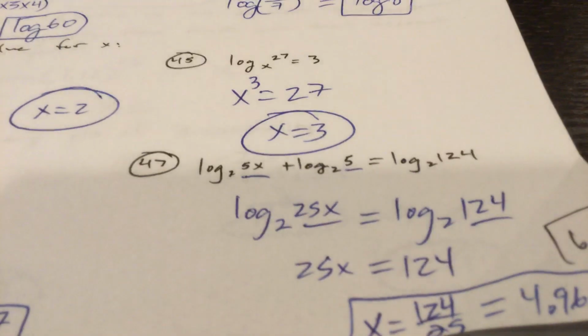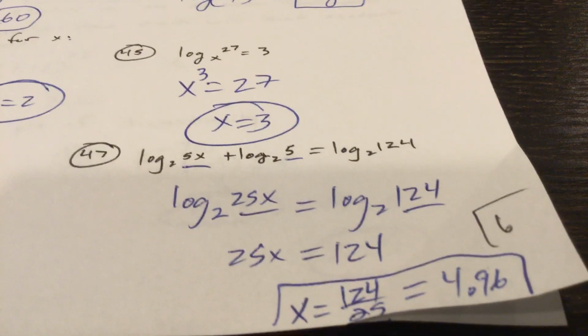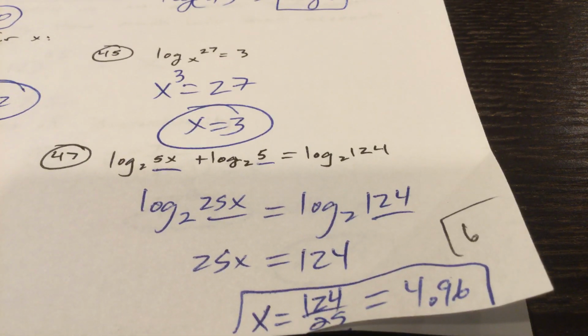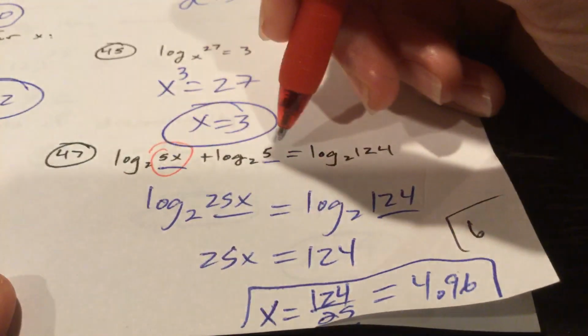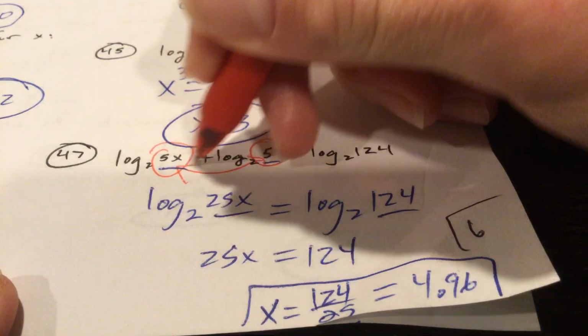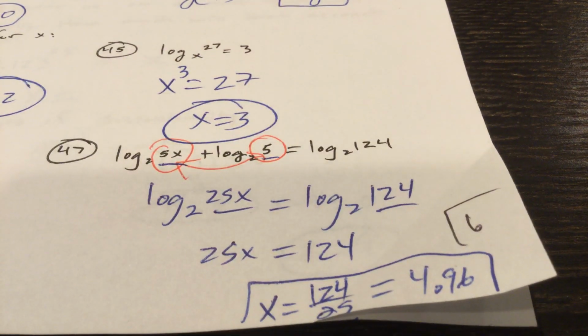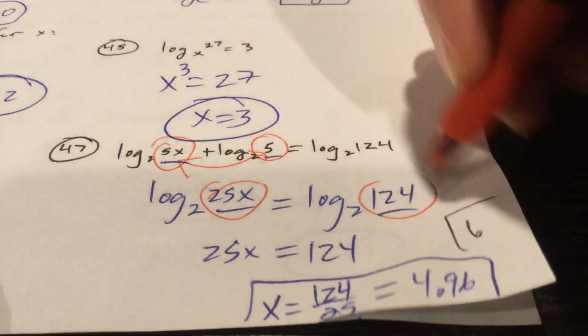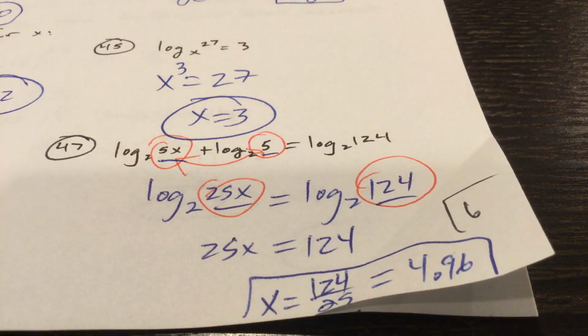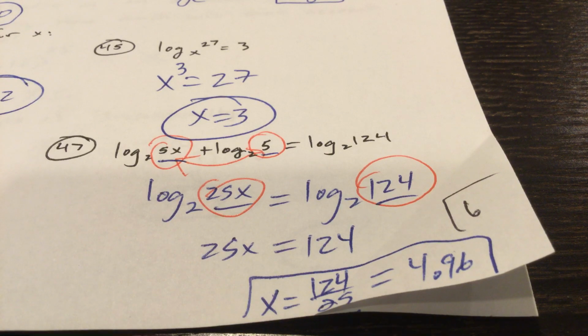And log base 2 of 5x plus log base 2 of 5 equals log base 2 of 124. It's not 5x plus 5 equals 124, because in the log world, addition means multiplication. I'm going to multiply those two together to get log base 2 of 25x equals log base 2 of 124. That's where I can set 25x equal to 124, and I get x is 124 divided by 25, or 4.96.